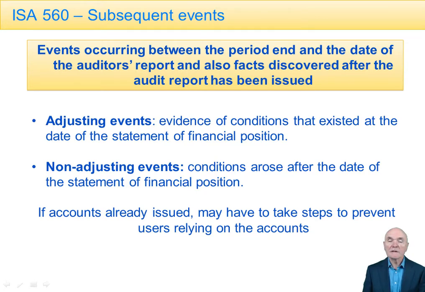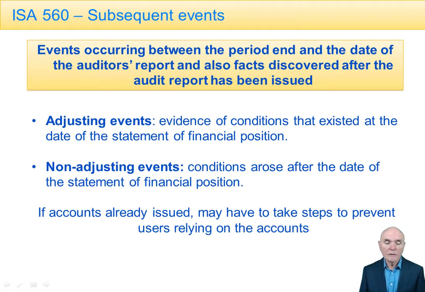Subsequent events are events occurring between the period end and the date of the auditor's report, and also facts discovered after the audit report has been issued. Now, this should be largely revision for you. And hopefully you remember that subsequent events are divided into adjusting events and non-adjusting events.